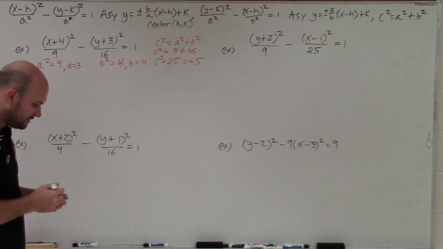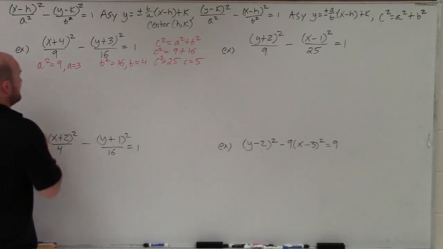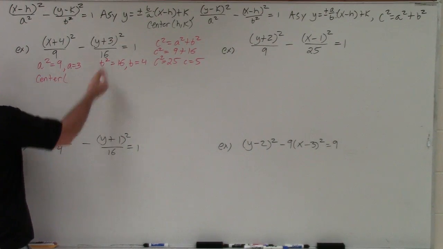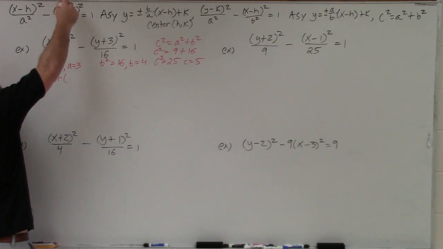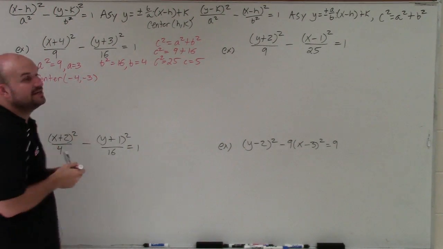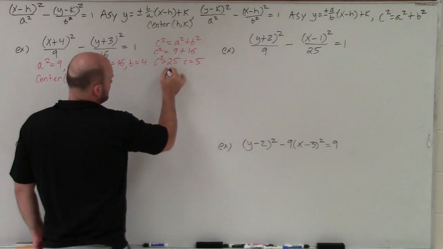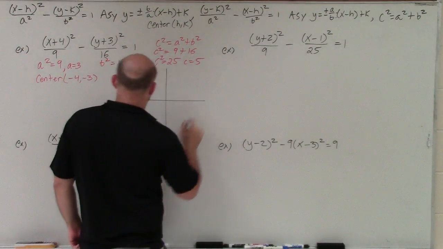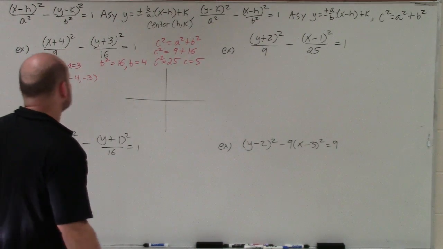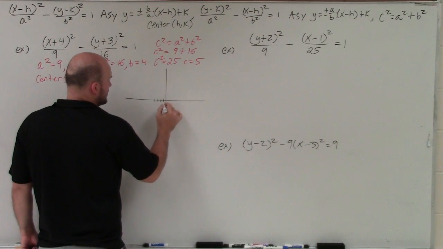Okay. So now, the next thing you want to do is identify the center. Our center is going to be h comma k. Remember, it's always the opposite of h, the opposite of k. So that's going to give me negative 4 comma negative 3. Once I know the center, the next thing I want to do is plot the information. I'll do just a rough sketch here for the first one, and I'll try to do a better sketch over here. So I go to negative 4, negative 3, 1, 2, 3, 4, 1, 2, 3.